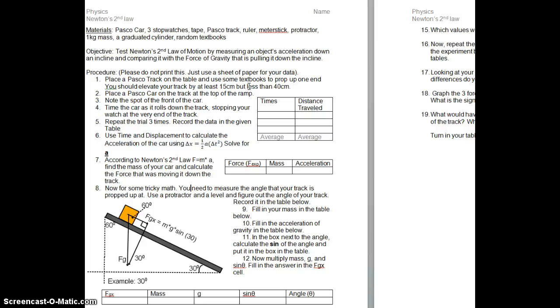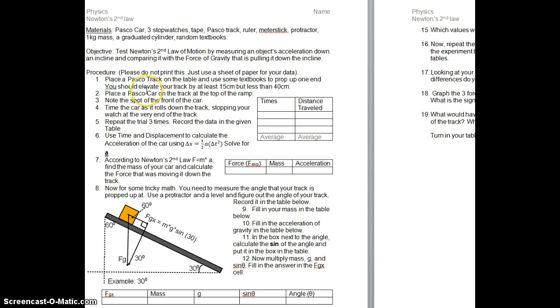There is a supply of conceptual physics books in the next cabinet over. Put them back when you are done, please. So you're going to do more than 15 centimeters tall, less than 40 centimeters tall. There's a reason for that.